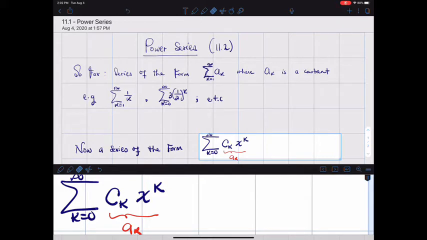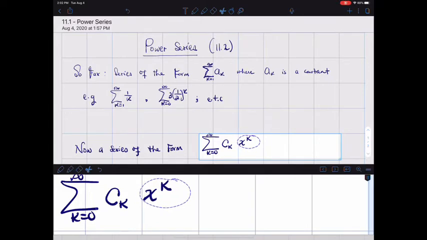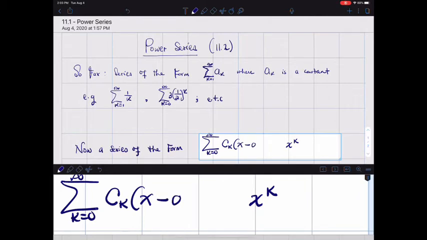Okay? Now, instead of just having x, I want to throw in something there. I'm going to delete this ak that I wrote here, and I'm going to make x look different. Instead of x, I'm going to write it as x minus some constant, just call it a, to the power of k. So we don't want just x alone. We want x minus a to the power of k. This makes it more general.